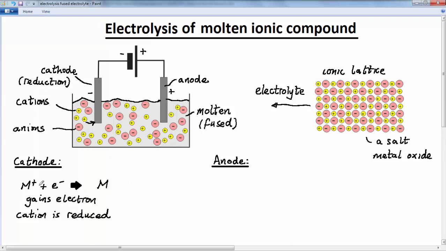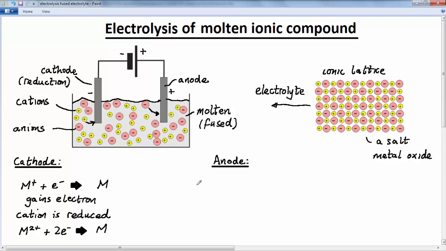Now for example, if the charge on our metal were 2 plus, then we would write the half equation like this. You'd have M2+, and this time it would pick up 2 electrons. It would gain 2 electrons before it forms the atom. Now let's just have a look and see what happens at the anode.